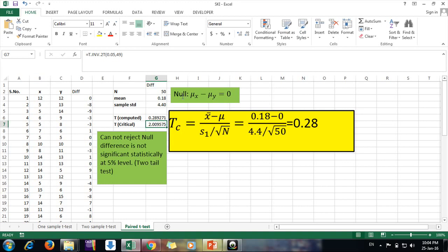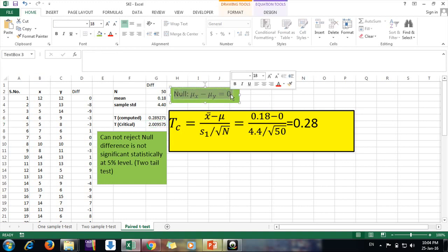The null hypothesis could also be one-sided, like the impact of training is more, or the impact of training is worse. In this way we do the paired t-test, friends, which is very similar to our one sample t-test.